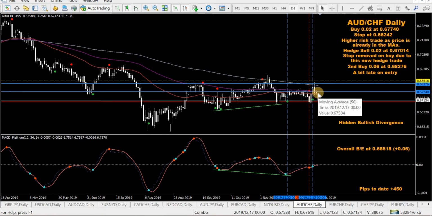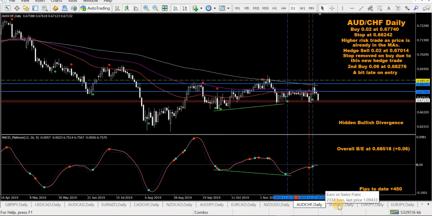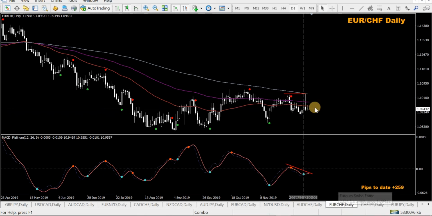Second buy was a bit late on entry too, because by the time I woke up, the market had already moved in an hour, but that just happens. Sometimes it goes the other way, sometimes it goes against me.